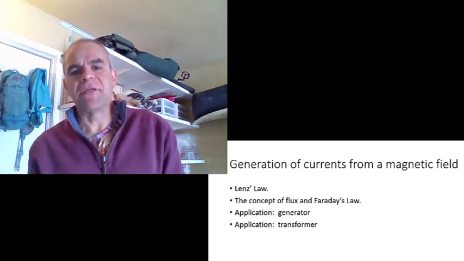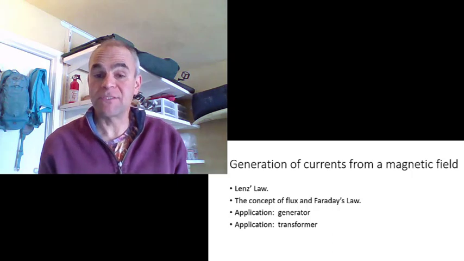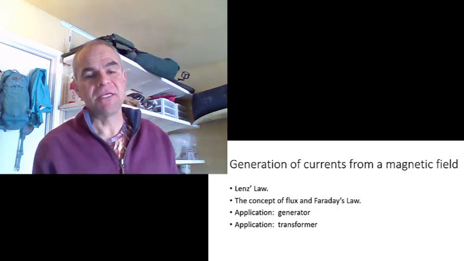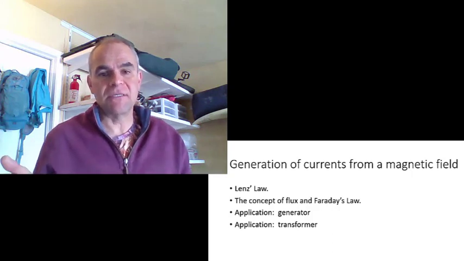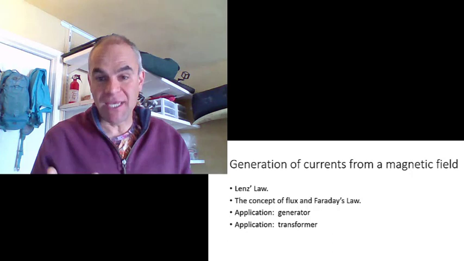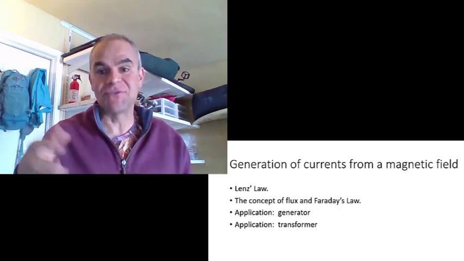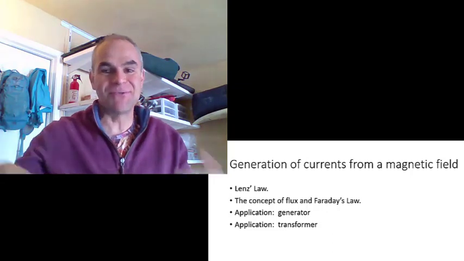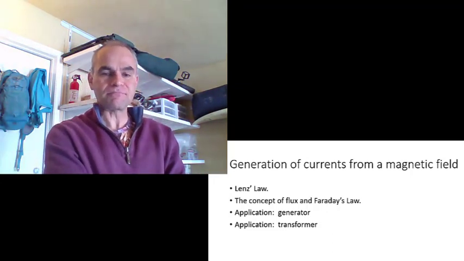Then as we started rounding out the end of the semester, we talked about how currents can be generated from magnetic fields. So let me make sure that you're clear on this. Currents create magnetic fields. When magnetic fields change and they're near conductors, those in turn create currents. So there's a cyclical relationship going on here.